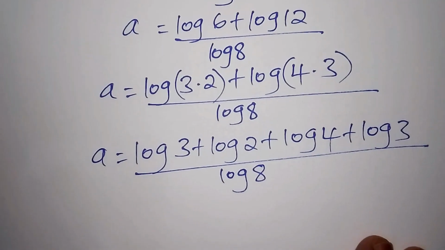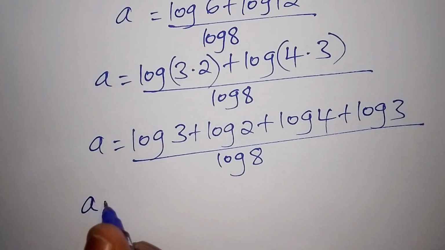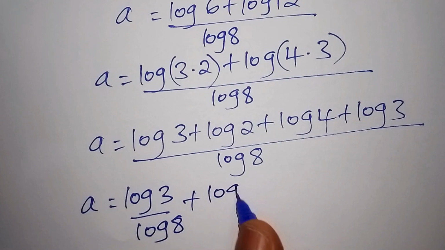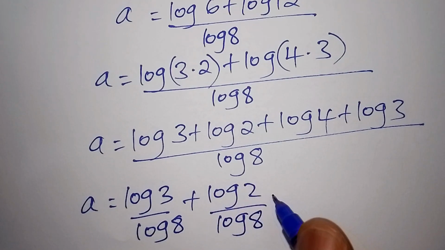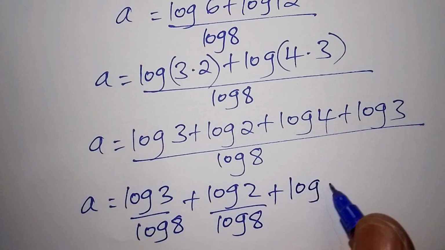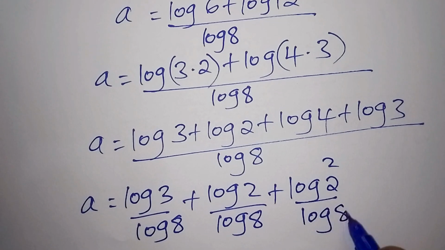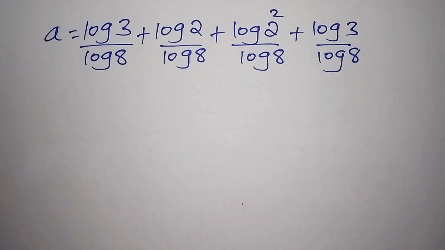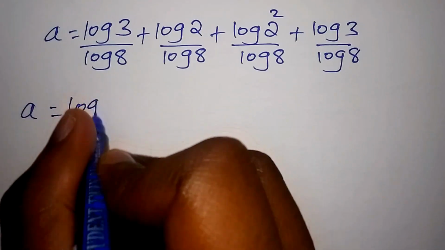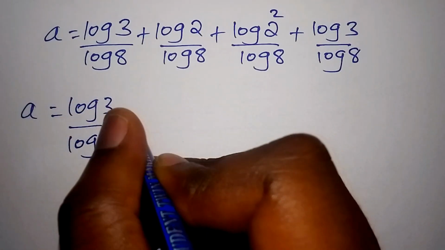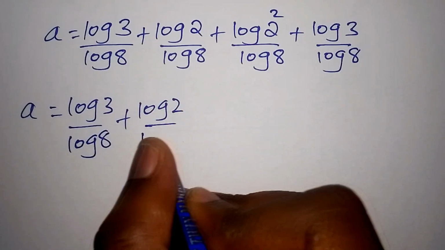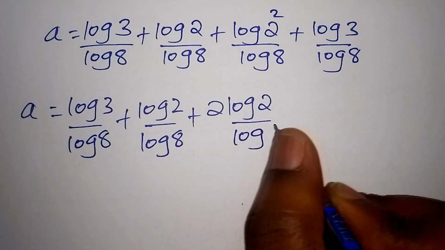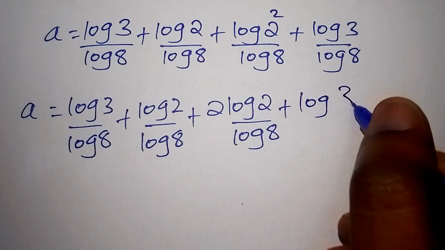Next we shall divide each term by the log of 8. So the value for a is equal to log 3 all over the log of 8, plus log 2 all over the log of 8, plus, since log 4 can be written as the log of 2 to the power of 2, 2 log 2 all over the log of 8, then plus the log of 3 all over the log of 8.